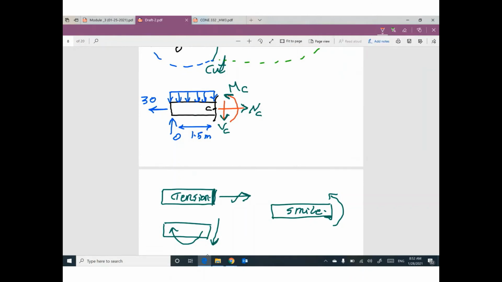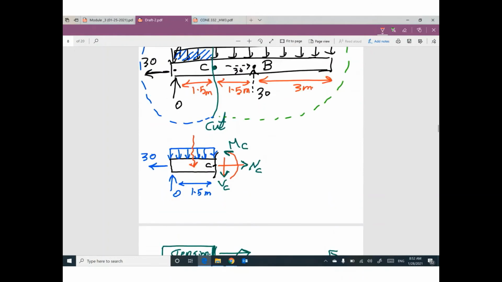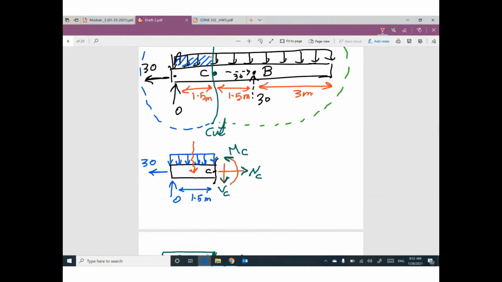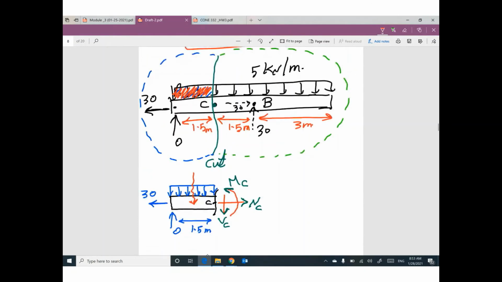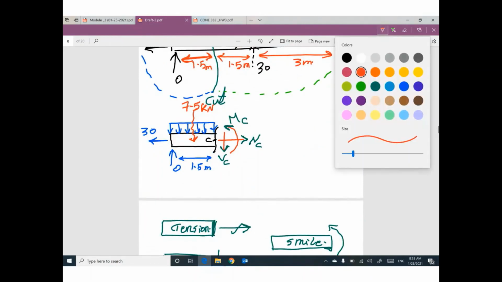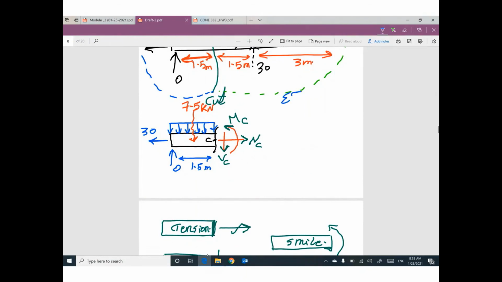Guys, what is the equivalent load for this distributed load? How much? Remember, to make equivalent for this part only, I'm gonna multiply the original value of the distributed load, 5 kilonewton, by this distance only. So 5 times 1.5 equals 7.5 kilonewton. Go ahead and apply the equilibrium equations.